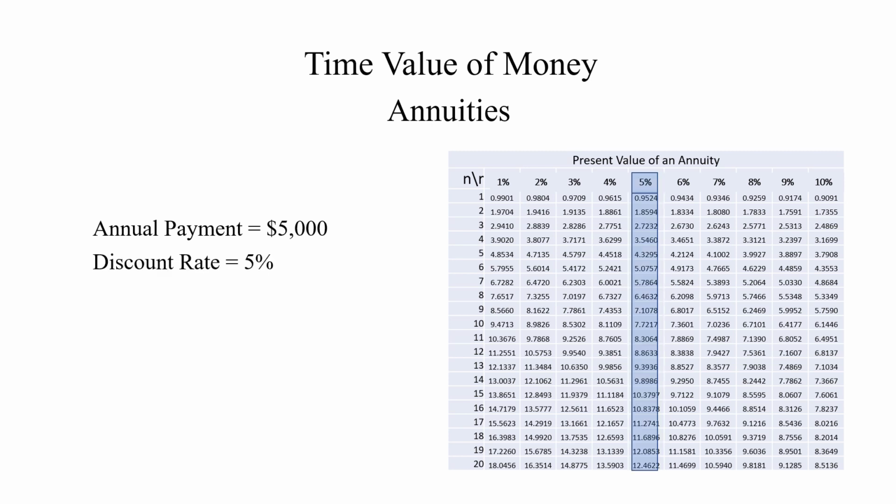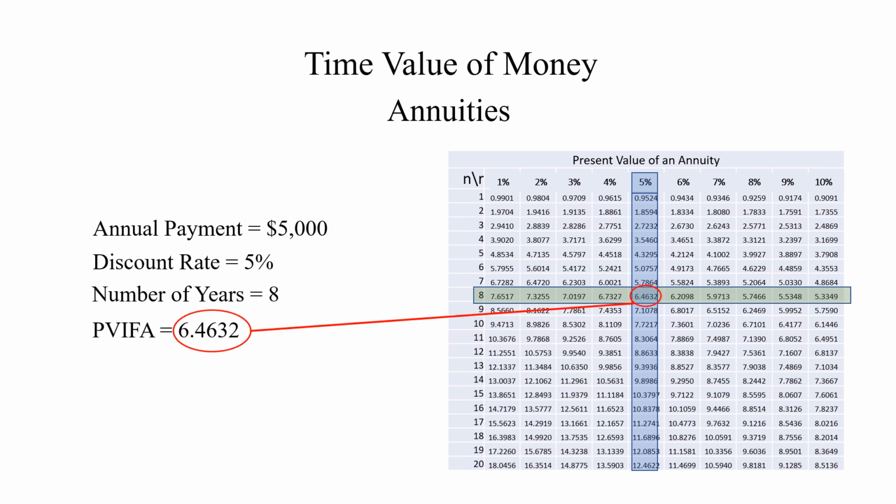Because we're looking for the real value of some future number of dollars, we'll use the rate of inflation, or more technically, the anticipated average annual rate of inflation, as the discount rate, which in this case is 5%. And this stream of annual payments will be made over the next 8 years. Our PVIFA, therefore, is 6.4632.